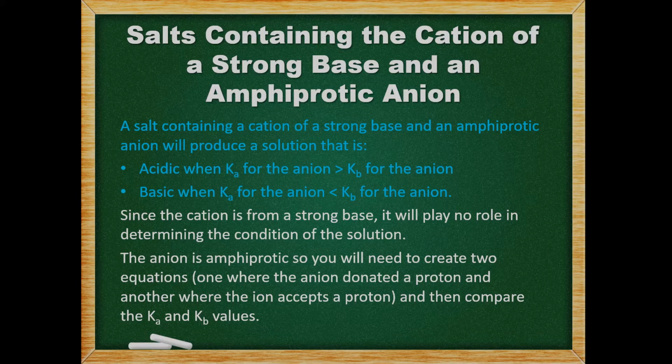We will need to create two equations because the anion is amphiprotic. In one equation, hydronium will be formed, and in the other, hydroxide will be formed. We can then compare the Ka and Kb values.